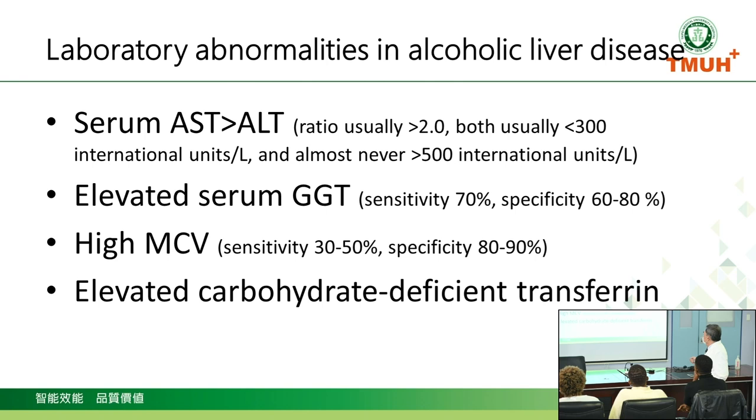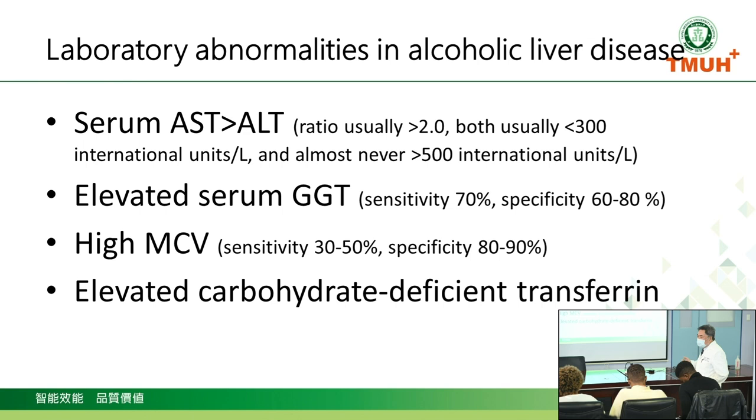So a normal alcoholic liver disease laboratory: serum AST more than ALT. Usually in viral hepatitis, ALT is more than AST, is it right? But in alcoholic liver disease, usually serum AST is more than ALT. The ratio is usually more than 2. Both AST and ALT are less than 300 IU per liter, and almost never more than 500 IU per liter. So from AST and ALT you can suspect.